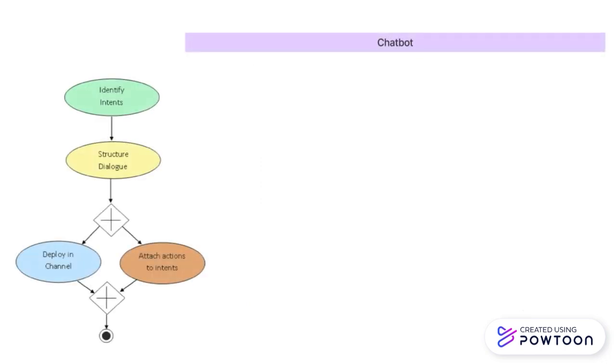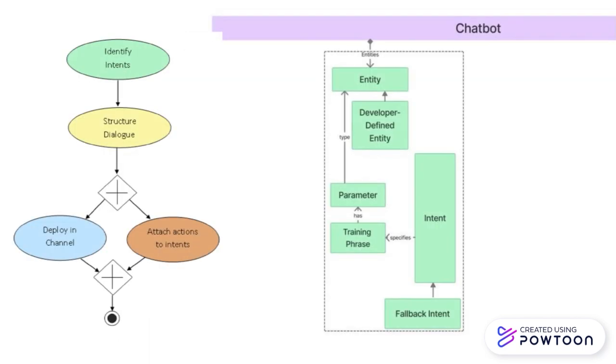Starting with the central chatbot box. This represents the chatbot itself, acting as the main interface for user interaction. Now, moving to the Identify Intent section. Here, we have 6 key boxes.